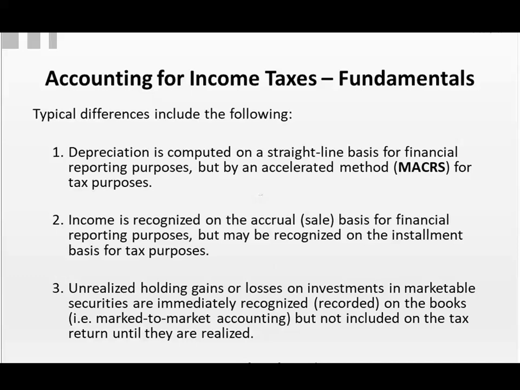But you had to book the whole thing under the accrual basis under GAAP. So that was a significant difference between book and tax. Thirdly, unrealized holding gains and losses on investments in marketable securities, for example, available for sale securities, are immediately recognized on the books. If it's a trading account, these unrealized holding gains and losses go into the income statement. If it's available for sale securities, they go into other comprehensive income when we mark to market.